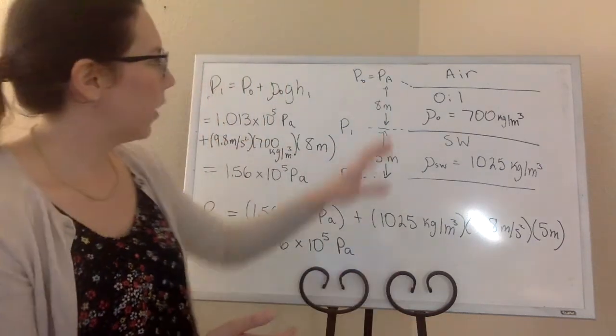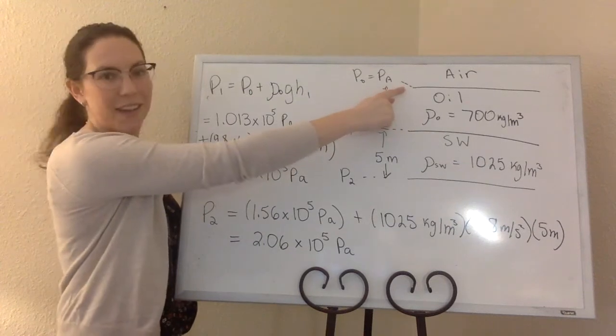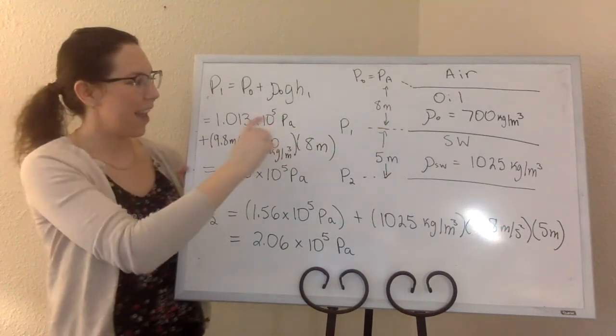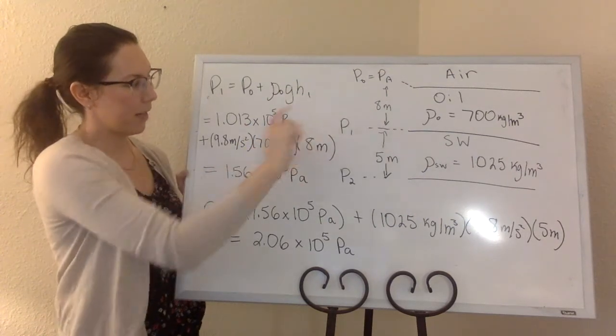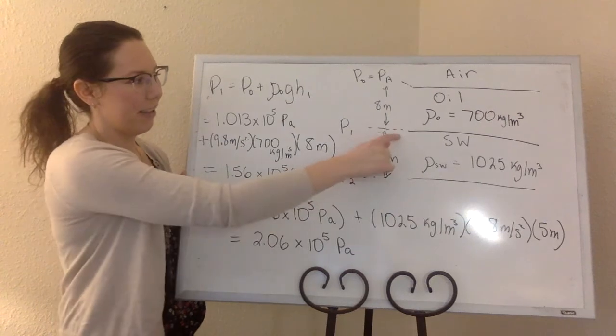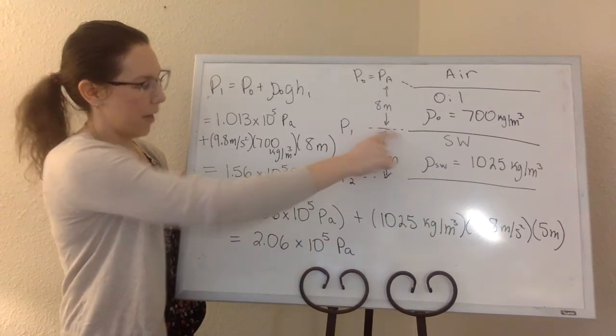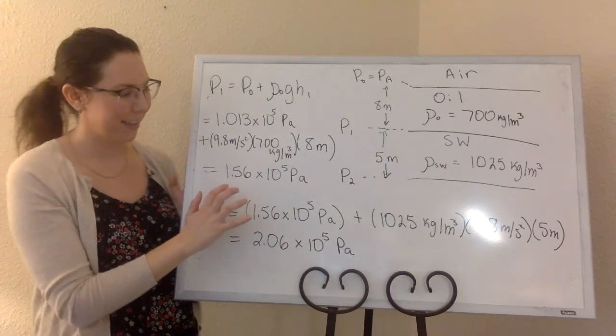All right, so just looking at this region here, we have P0 equal to PA at the top of the air, and then we can plug it in here using the density of oil and this height of 8 meters. So I've plugged that in to find the pressure at this surface here, P1. So P1 is 1.56 times 10 to the 5 pascals.